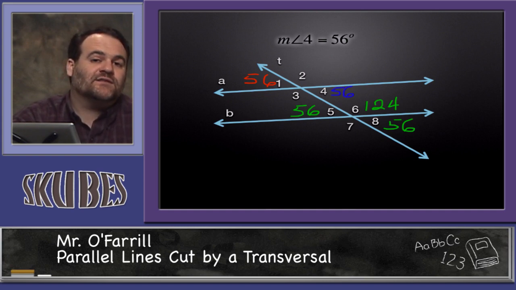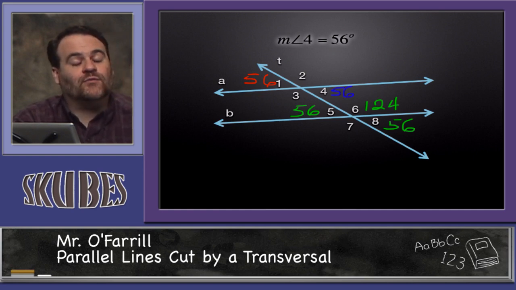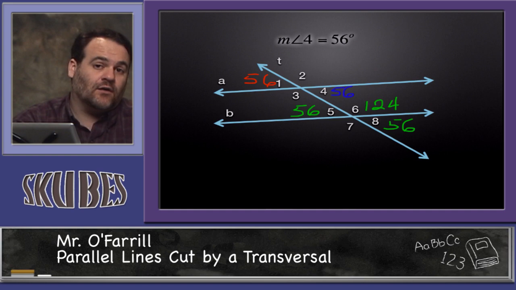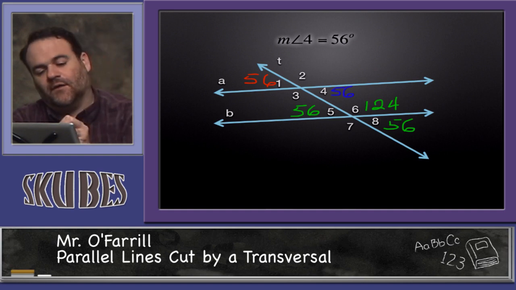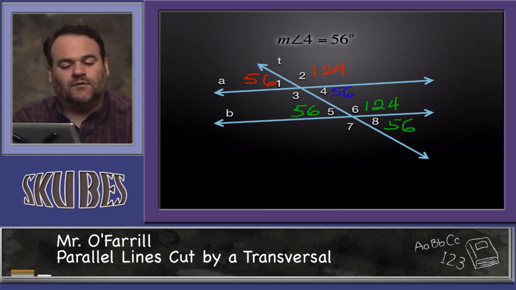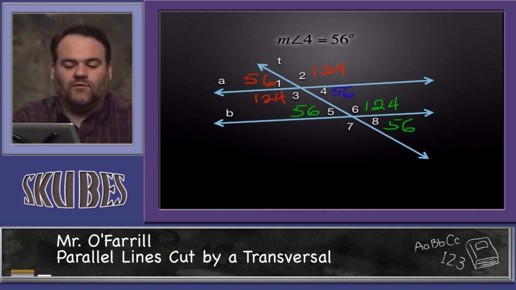Can you name an angle that is adjacent to angle 4? Yeah, there's 2 of them. Angles 2 and 3 are both adjacent to angle 4. And adjacent angles have what relationship? They are supplementary, meaning that this one is 124 degrees and this one is 124 degrees.